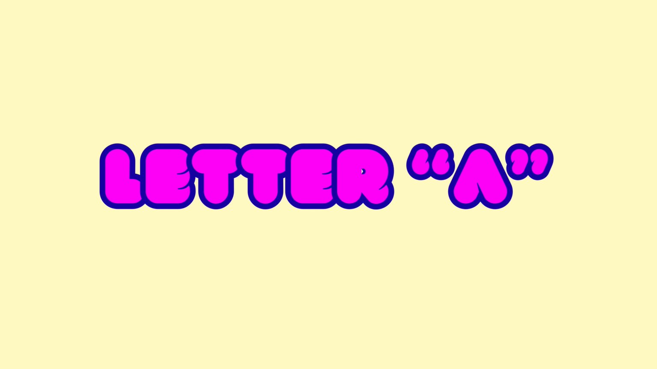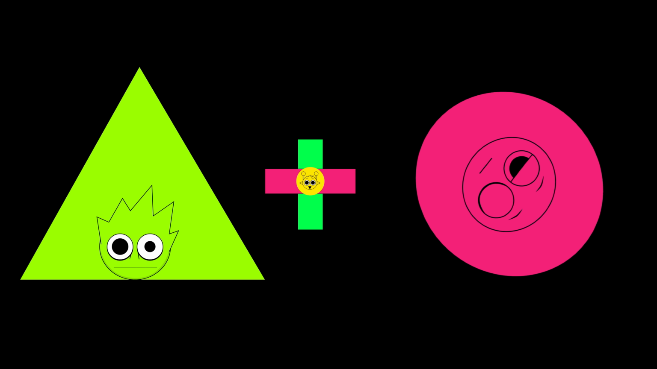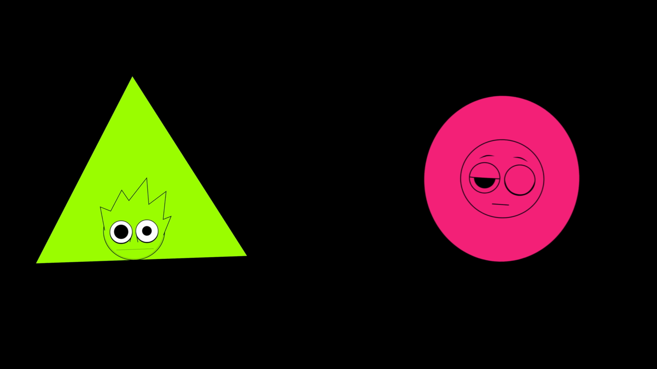Make the alphabet letter A. Triangle. Plus. Circle. Look at the triangle and the circle. When we put them together, they make the letter A.